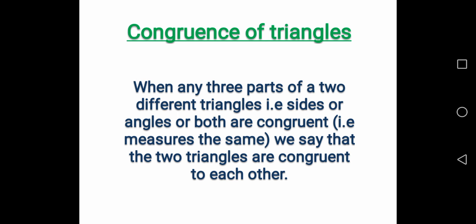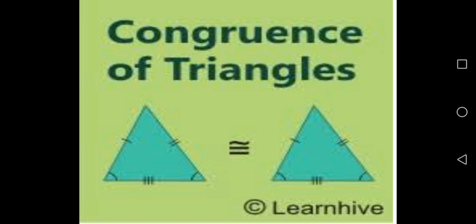Now let us learn about the congruence of triangles. When any three parts of the two different triangles, that is sides or angles, or both, are congruent, that is measured the same, we say that the two triangles are congruent to each other. मतलब कोई दो अलग अलग ट्रायंगल से और वो है ना साइड से या फिर एंगल से इक्वल में है, सो हम लोग उसको बोल सकते हैं कि ये कॉन्ग्रुएंट है एक दूसरे से.